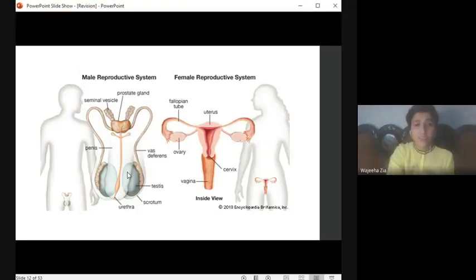The ducts are responsible for the transfer of the sperm from the testes first to the vas deferens, then to the urethra to the outside. So the male and female reproductive tracts mainly have an organ which is responsible for the production of the ovum or the egg in case of female, and sperm in case of male.